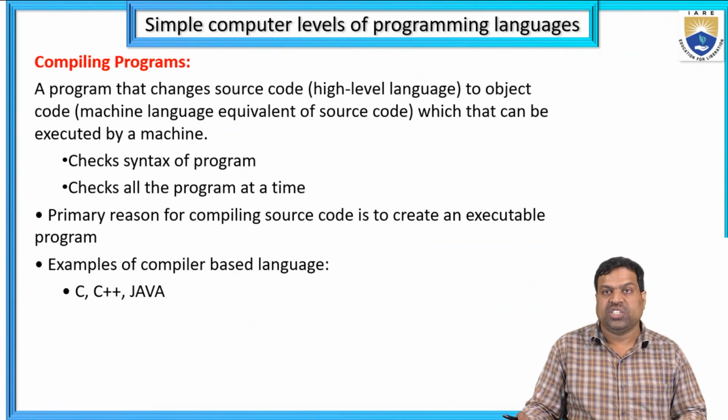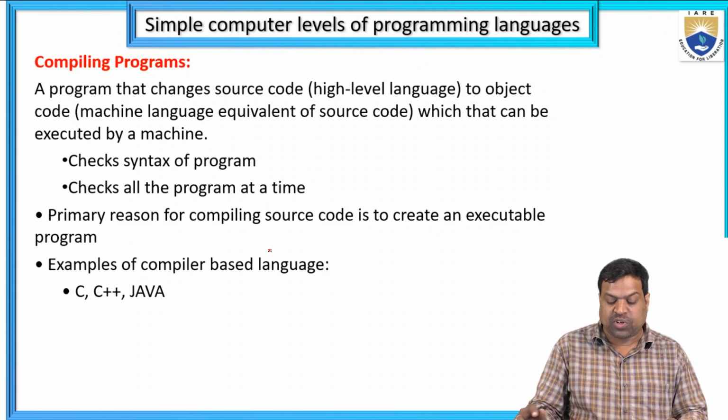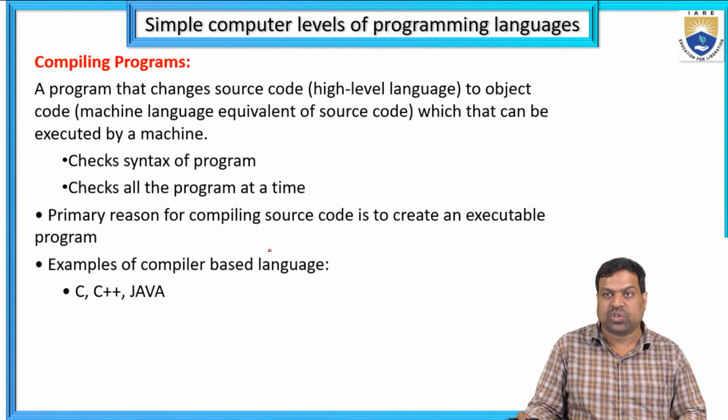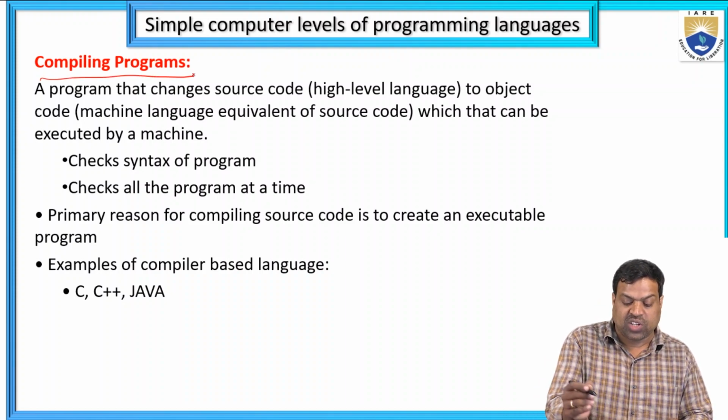A compiler is a program that changes source code, high level language, to object code, machine level language, equivalent to the source code, which can be executed by a machine. It checks the syntax of a program and checks all the program at a time. The primary reason for compiling source code is to create an executable program. Examples of compiler based languages are C, C++ and Java. So how are we compiling? What is a compiling program?